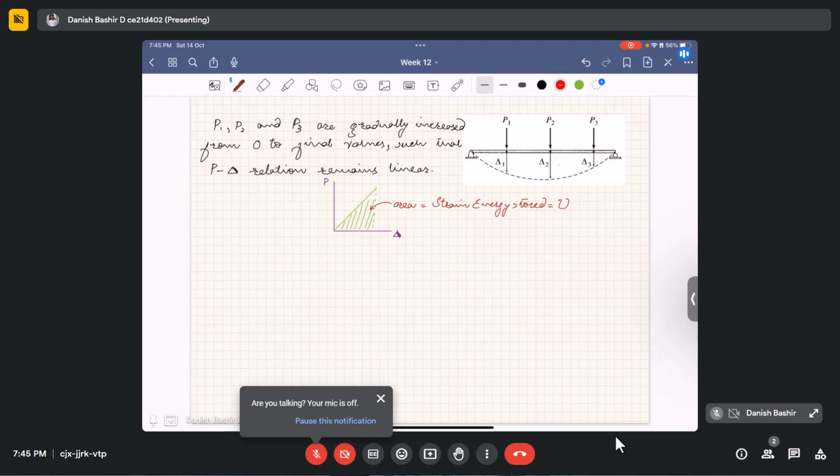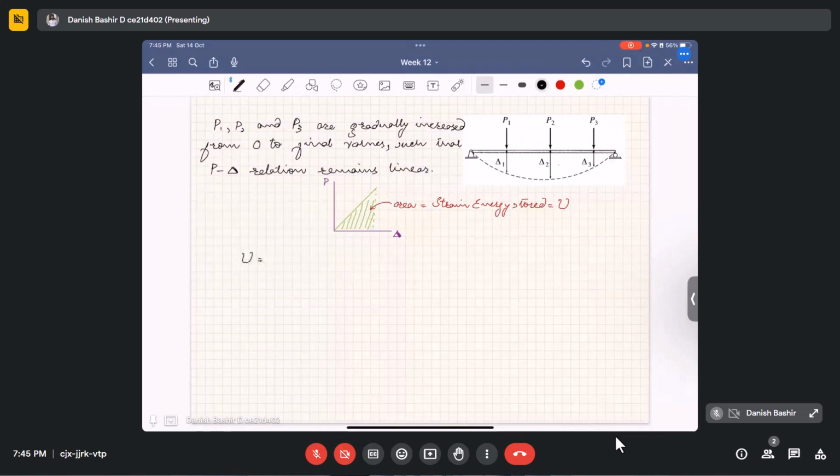So we can write the strain energy for this type of loading as U equal to the work done by the external loads. As I already told in the last lecture about the relationship between work done and strain energy, U equals 1/2 of P1 delta 1 plus 1/2 of P2 delta 2 plus 1/2 of P3 delta 3. And I already told you delta 1, delta 2, delta 3 are the deflections of the beam at the points of application of P1, P2, P3 respectively.